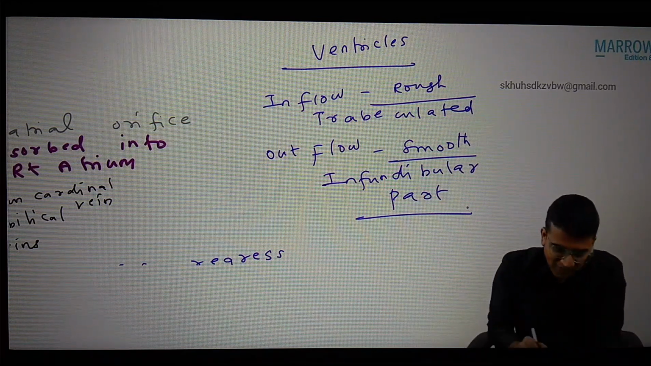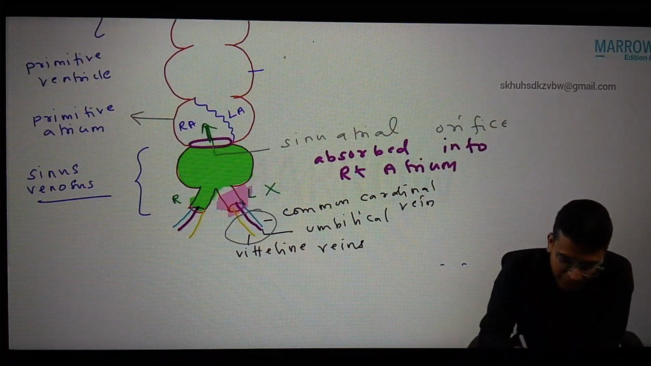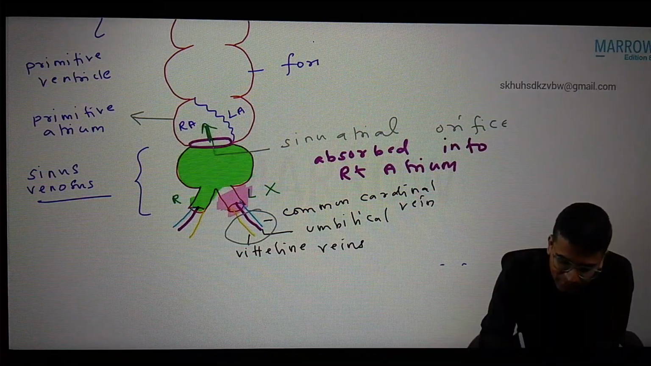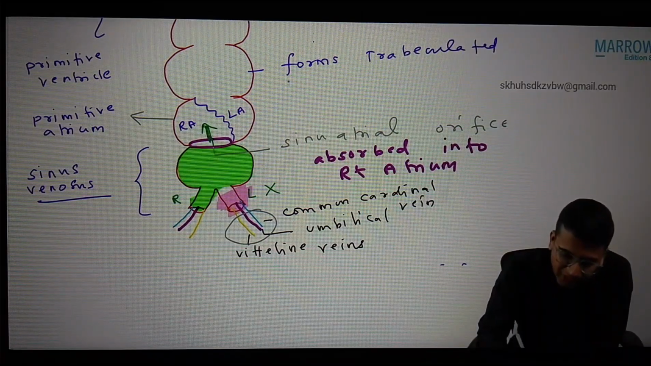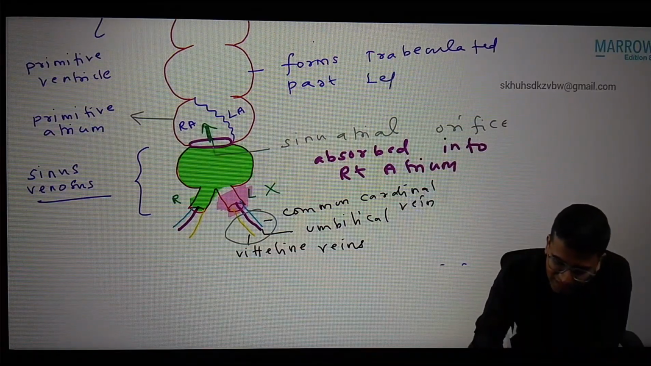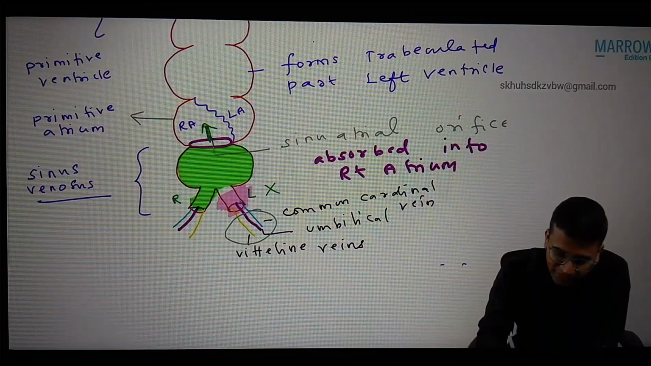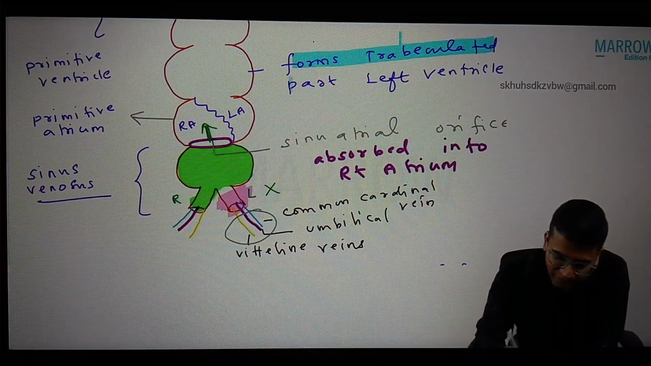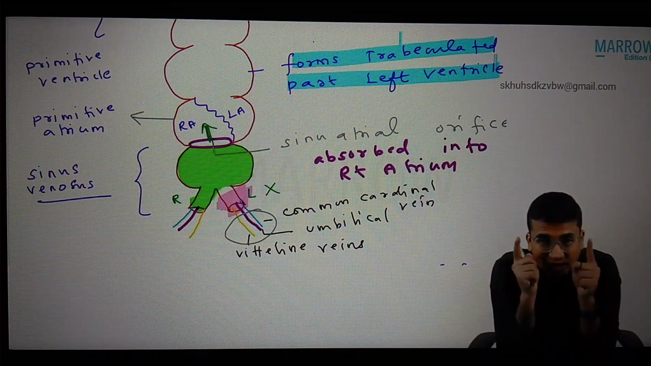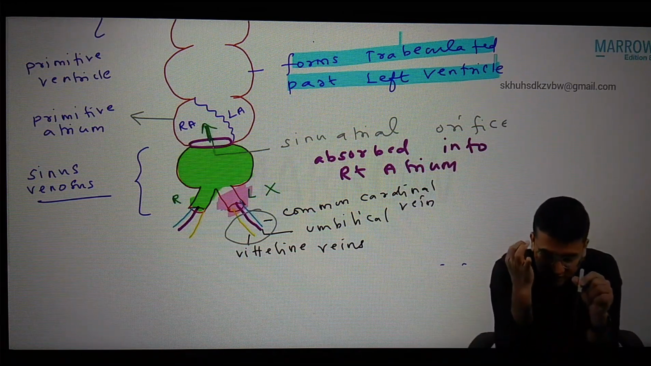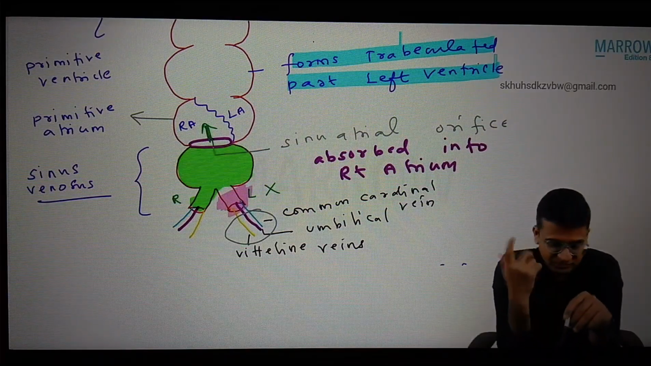Now the primitive ventricle is forming the trabeculated part of the left ventricle alone. That is the point. So the primitive ventricle forms the trabeculated part of the left ventricle. This is very important. Very, very important. Not right and left, only left. The primitive ventricle forms the trabeculated part of the left ventricle alone.